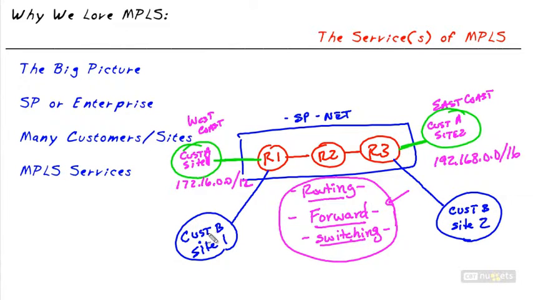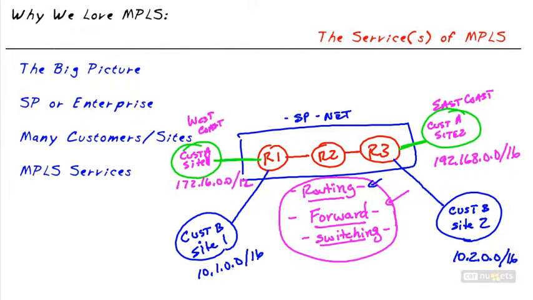And let's say customer B is using the 10.1.0.0 address space at site 1. They're using 10.2.0.0/16 over at site 2. And we would need to provide the same types of services for that customer, customer B. The advertising of the 10.1 and 10.2 respectively back and forth. The actual forwarding or switching of the packets between those 2 sites.